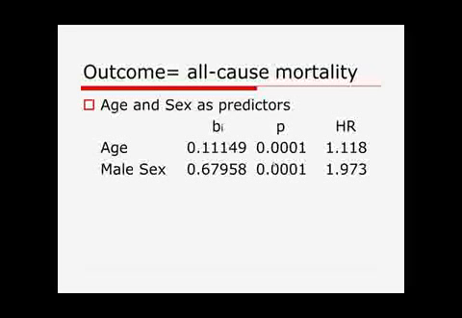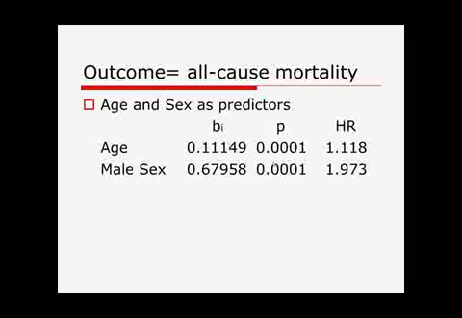So we get a model. This is a Cox proportional hazards regression. We have age and sex. If we exponentiate the two parameter estimates, the B's, we get those hazard ratios, which are on the right-hand side. Let's take the ratio for male sex. Over a 10-year period, men are about twice as likely to die than women, adjusting for age.